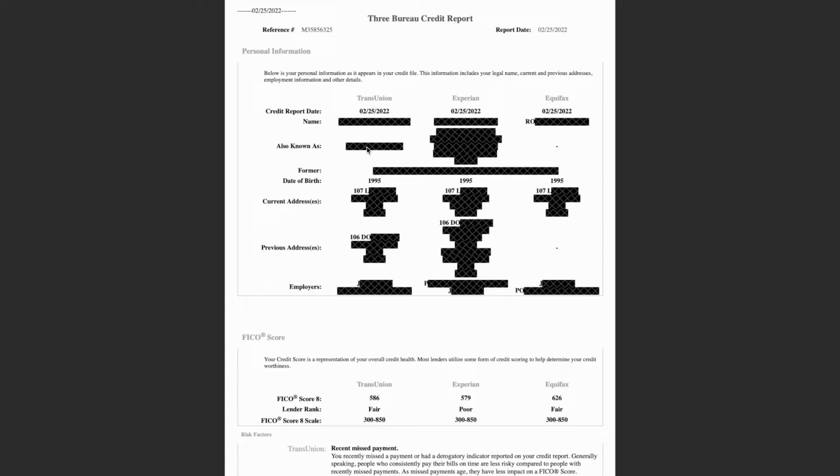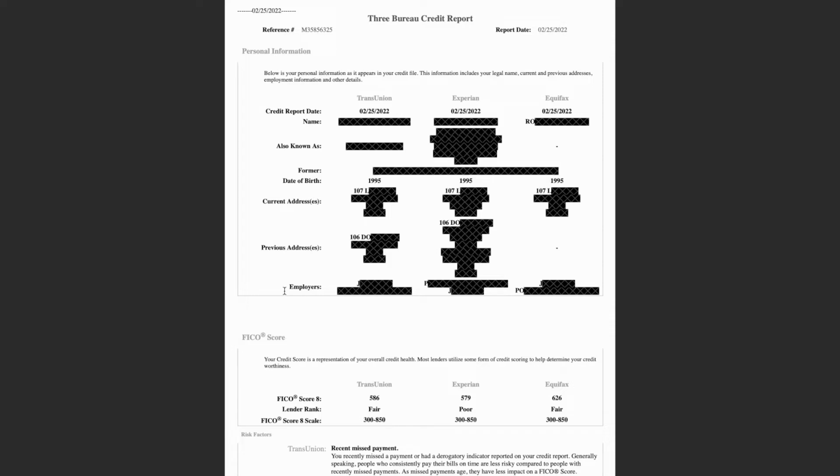Then you want to go down to your date of birth. They used to show your full date of birth, but now they usually just have your year, so make sure that's accurate as well. And for your current address, just like your name, you want only one address on your report, and that is your current address. Your previous addresses, just like "also known as" up here, you only want one address. So make sure you do that.